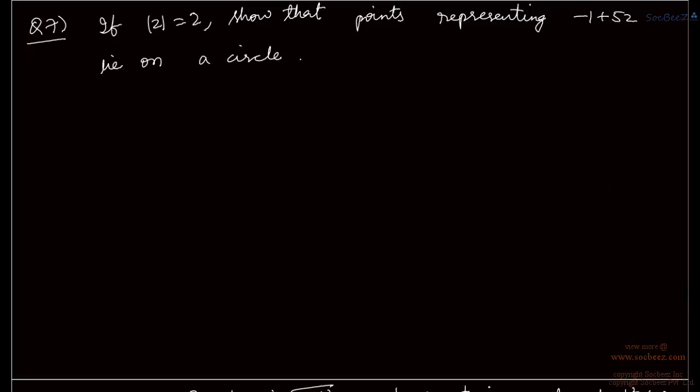Now if the modulus of z is equal to 2, show that the points representing minus 1 plus phi z lie on a circle.